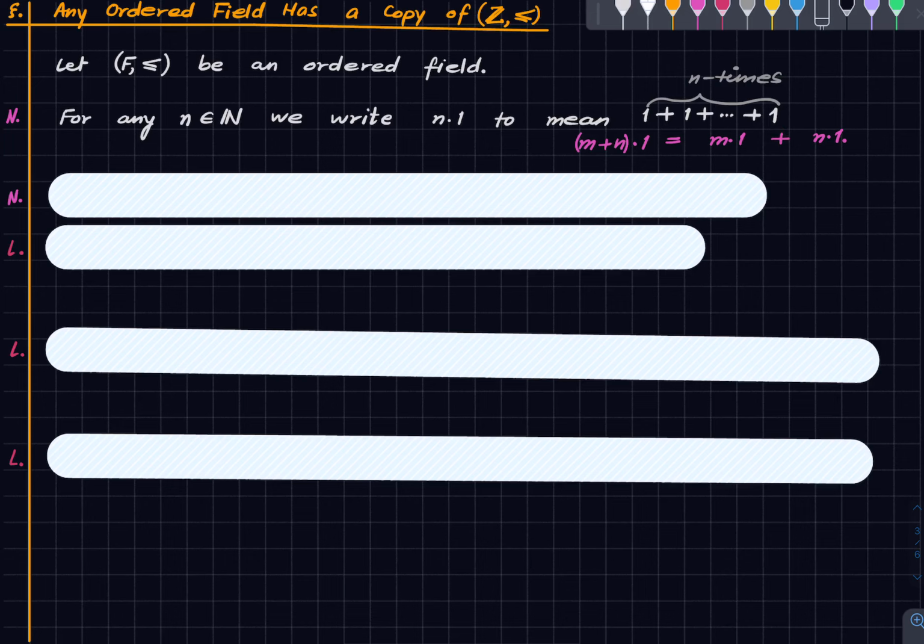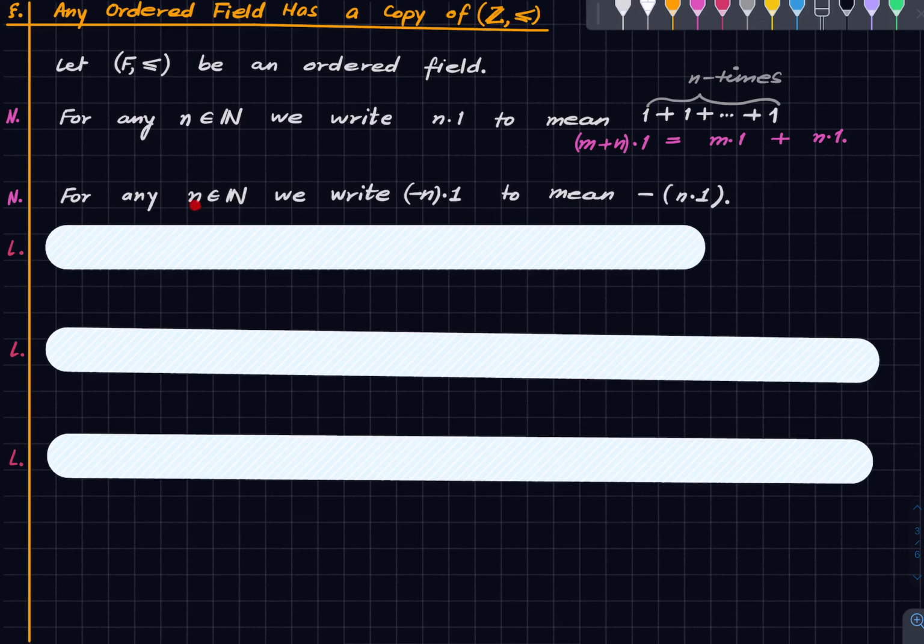All right. For any natural number n, we write minus n dot 1 to mean the additive inverse of n dot 1. So suppose we want to know what is minus 3 dot 1. First you find 3 dot 1 and then you just take the additive inverse. So this definition should not be confusing or convoluted or anything. This is a very simple definition. And I should also mention that 0 dot 1 is by convention taken as 0. So let me write it here. 0 dot 1 is 0.